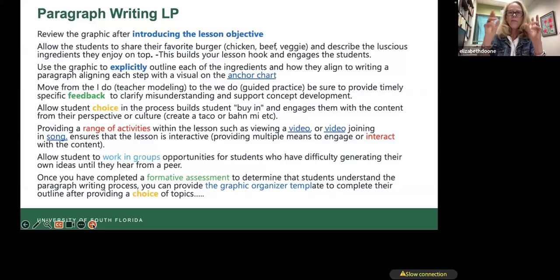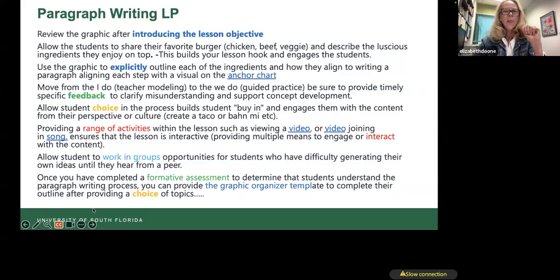Please share with me your favorite burger. Do you like chicken? Do you like beef? Do you like veggie? Or you have a totally different one? Maybe you like banh mi or a taco. So you can share about what you would put in and describe those things. Describe how luscious it is, that you like cilantro in it, or whatever your ingredients are, you want to describe that. And that engages our students. It hooks them into the lesson. It brings that buy-in.